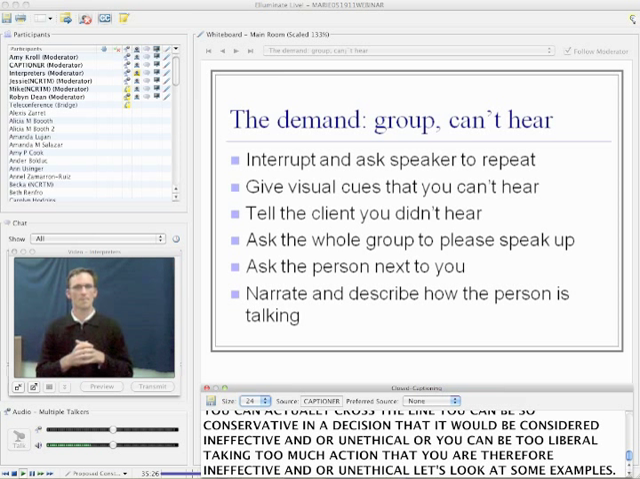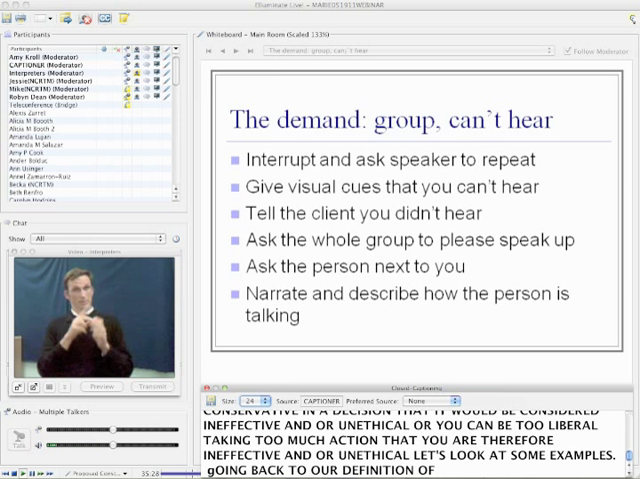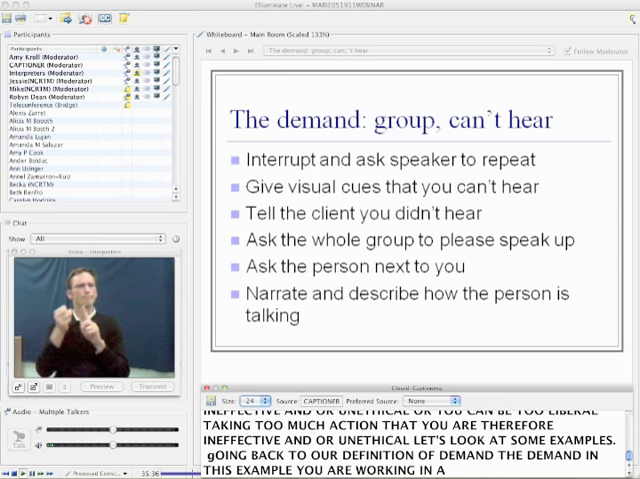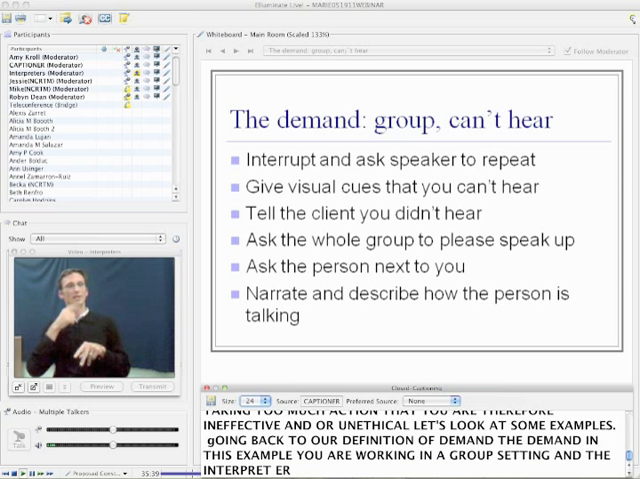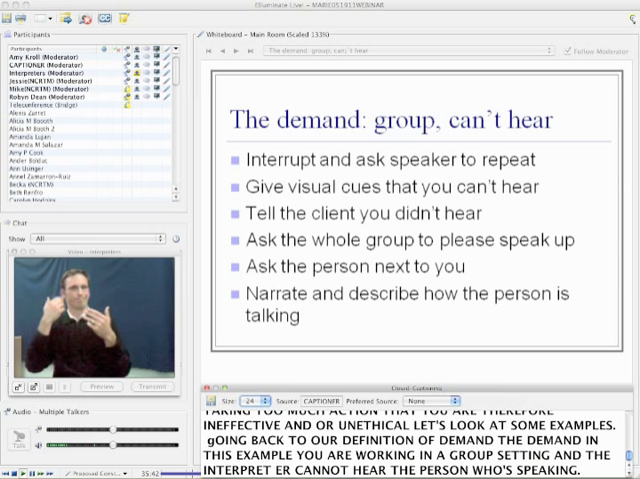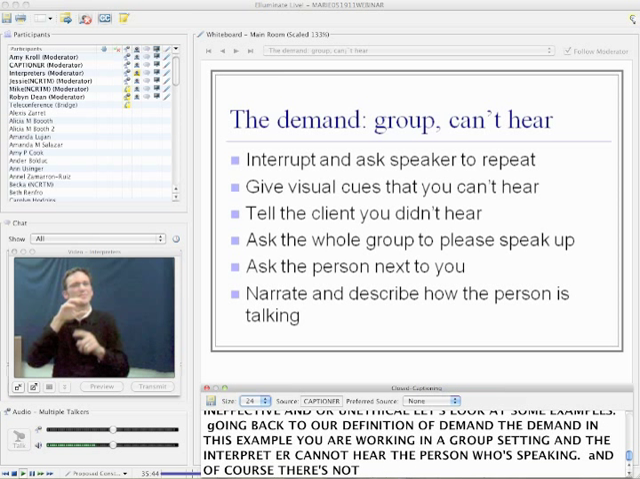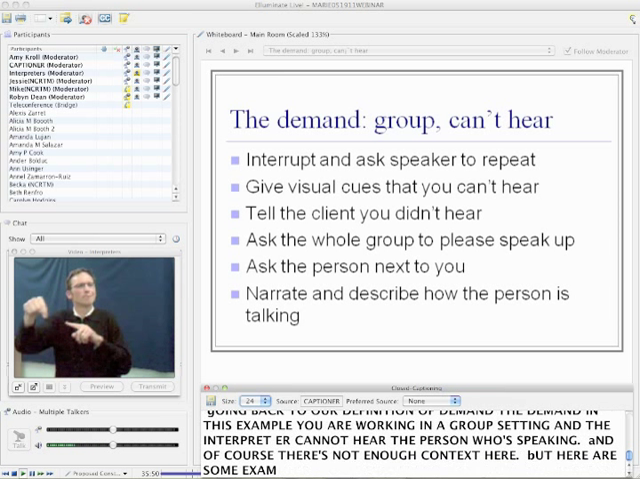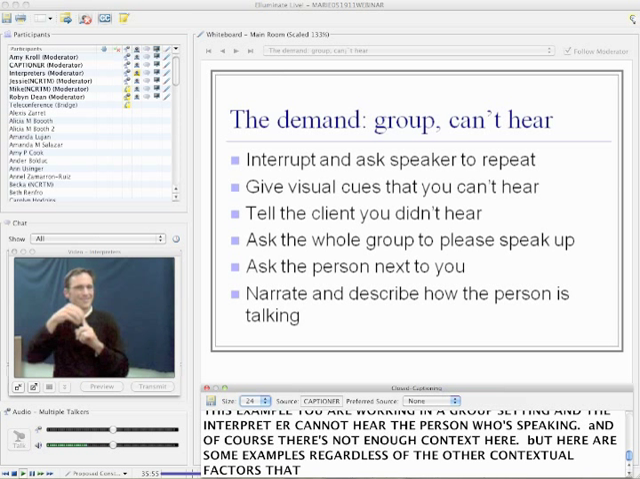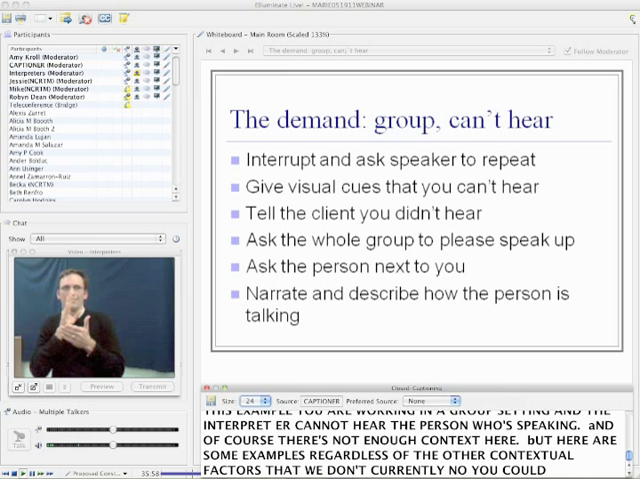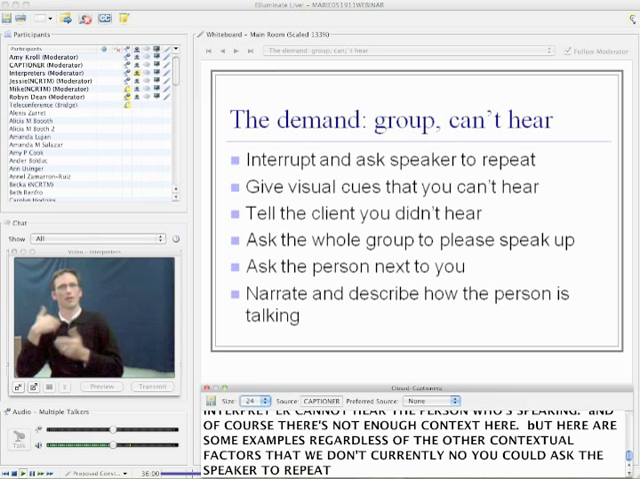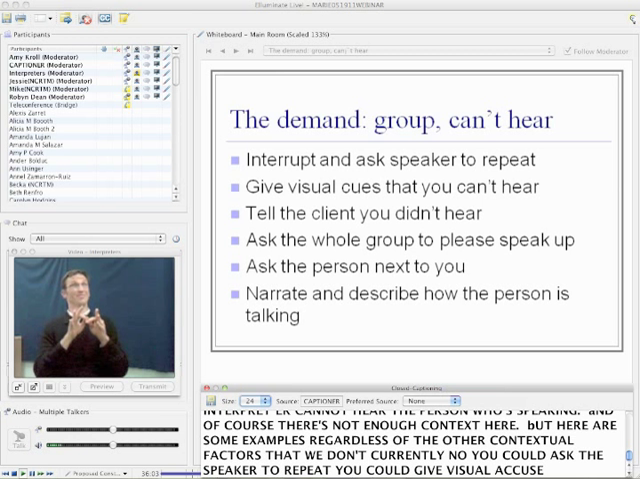Going back to our definition of demand, the demand in this example is that you are working in a group setting and the interpreter cannot hear the person who's speaking. Now, of course, there's not enough context there to whittle down to what one could do or what one's control or decision is in that moment. But here are some examples that you could do, regardless of the other contextual factors that we don't currently know: you could interrupt and ask the speaker to repeat. That would be a more liberal decision. You could give visual cues that you can't hear to the person who is speaking. That would be more conservative.